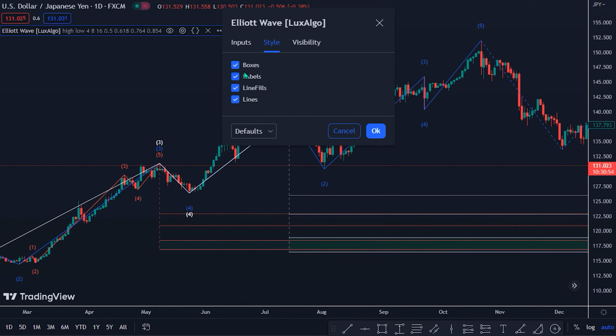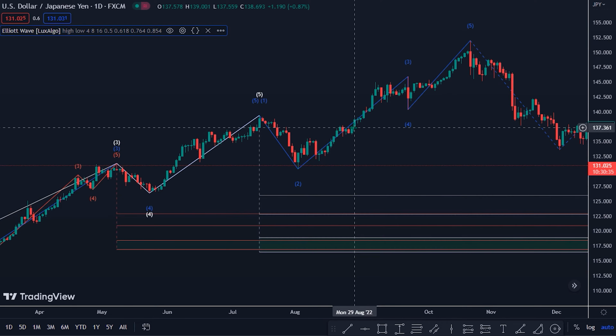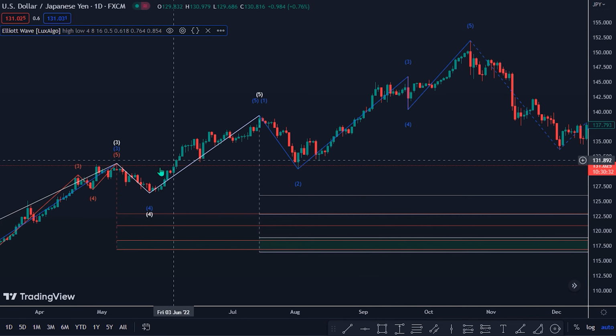The style section has boxes, labels, line fills, and lines. Enabling or disabling these will apply or remove these functions on the price chart. Now, how does the Elliott Wave LuxAlgo indicator work in the market?